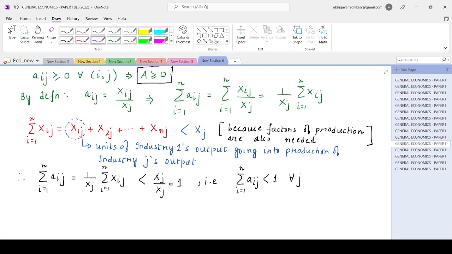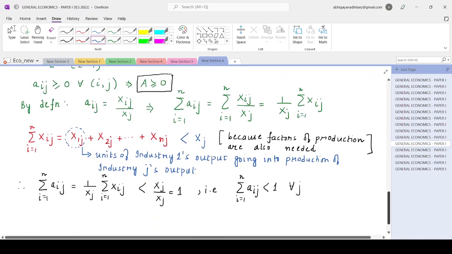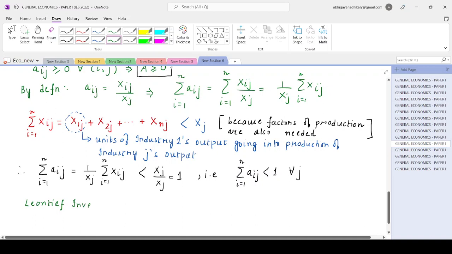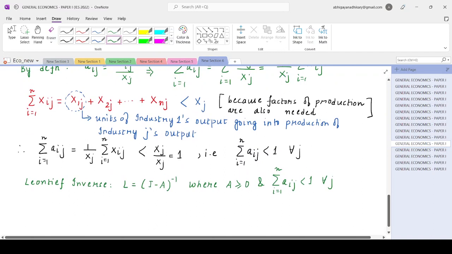So with this idea, what we want to see is some interesting properties of this Leontief matrix. So let me just write it down. The Leontief inverse is defined as L, which is equal to (I minus A) whole inverse, where your capital A is greater than or equal to 0 and summation i running from 1 to n aij is less than 1 for all j. Okay.